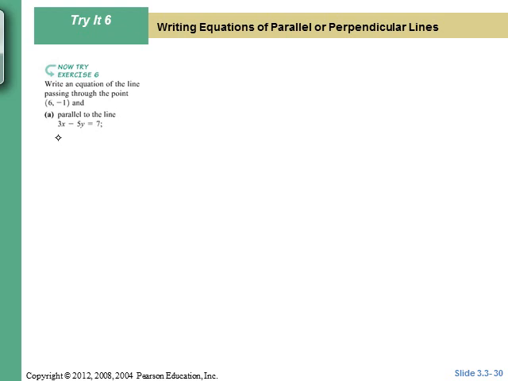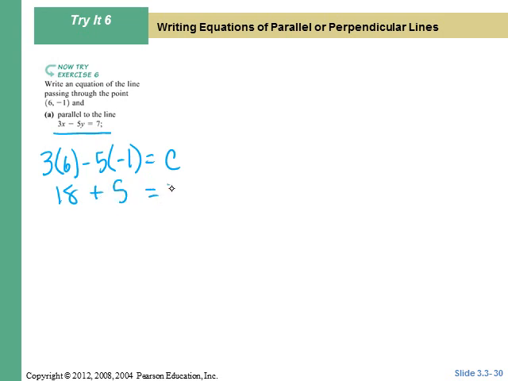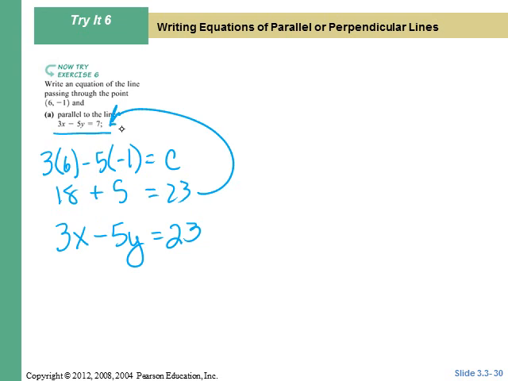Let's assume that they want it to be in the standard form. If they do, then we would write 3 times 6 minus 5 times negative 1 equals c. 18 plus 5 is 23. So if it's parallel, our equation will be 3x minus 5y equals 23. Remember, if they're parallel, the only thing that changes is the c value.